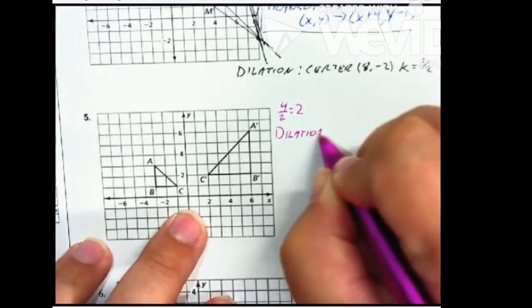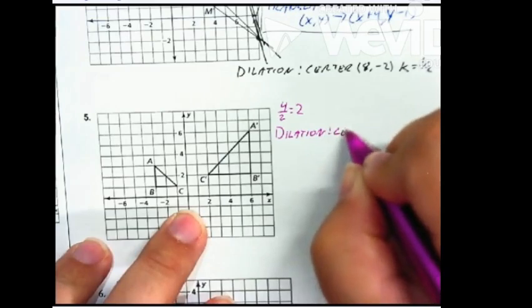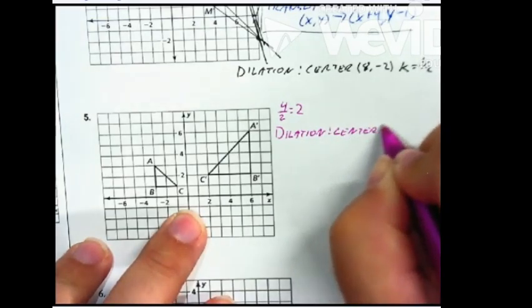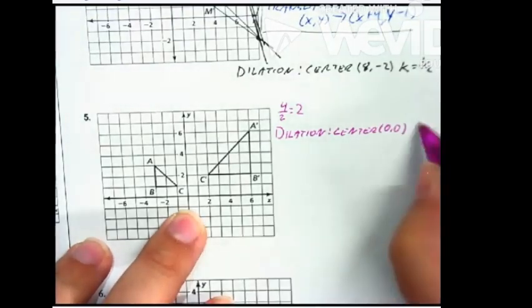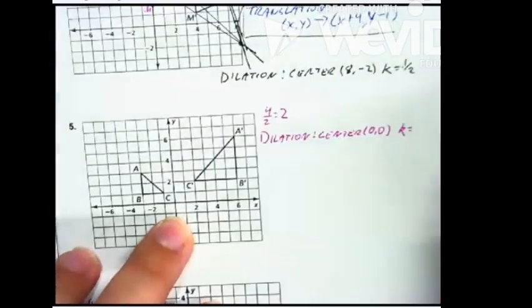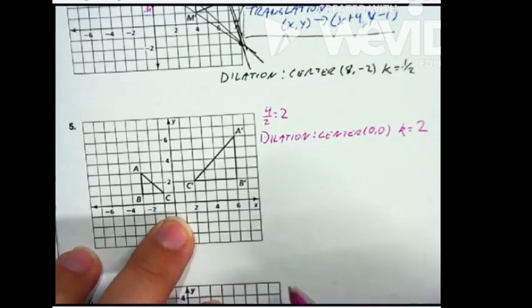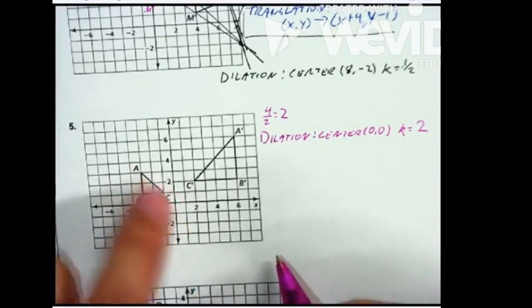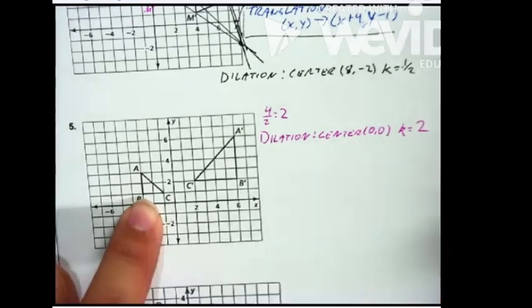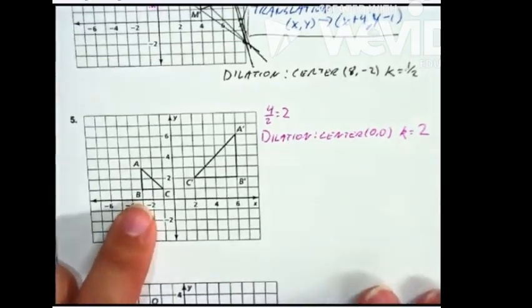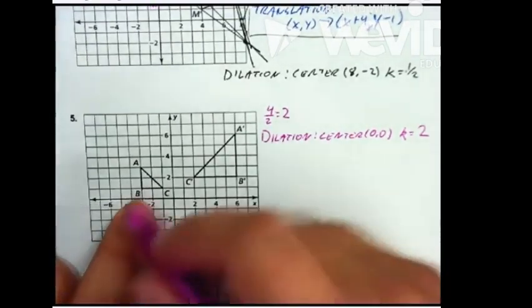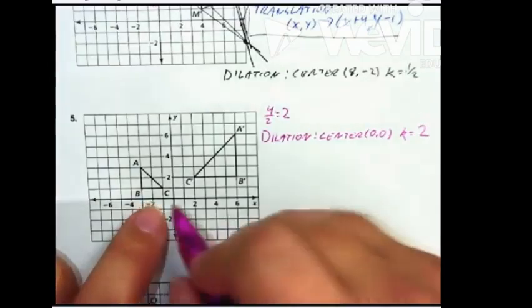Dilation center is at 0, 0, and k is going to equal 2. So that's step 1. So let's work out where this is. All we've got to do is take all these points and double them, right? And we can do this graphically. We can do this whichever way you like. Since a lot of you are probably doing this on homework and things, you're not going to have access to graph paper. I'm going to do it algebraically.